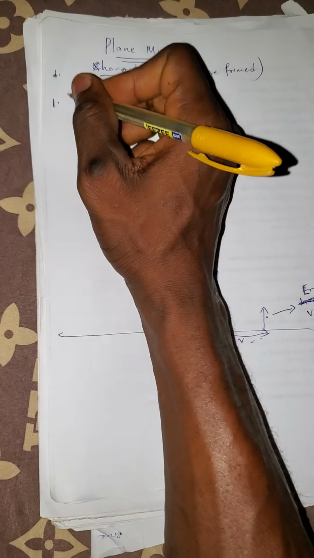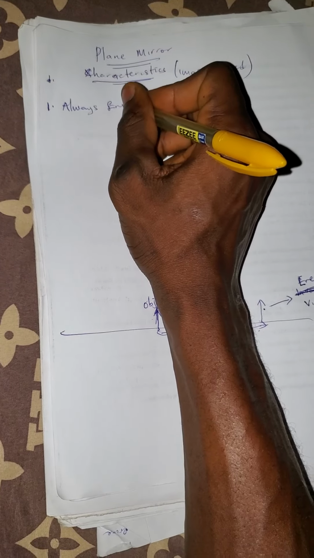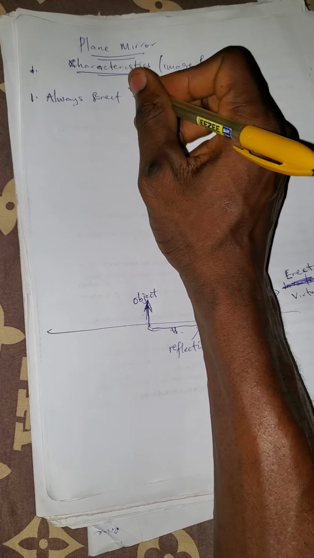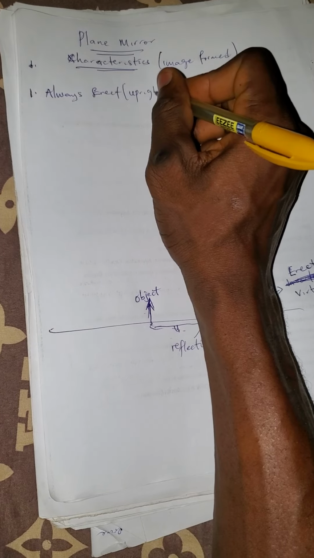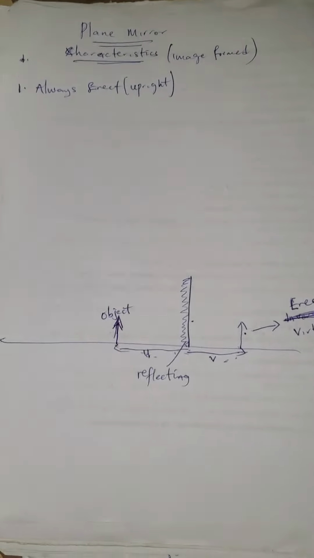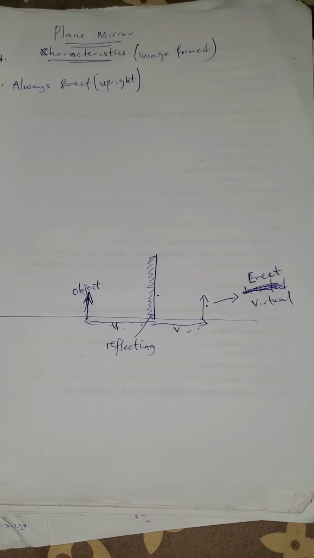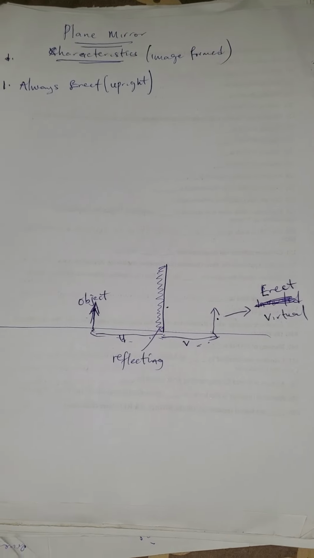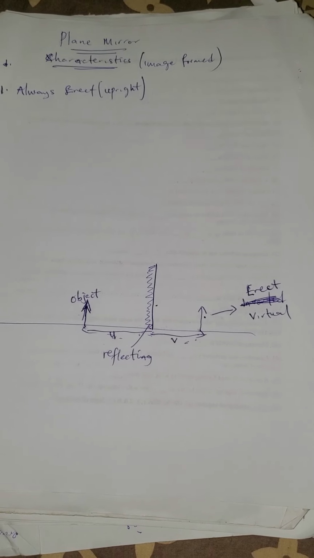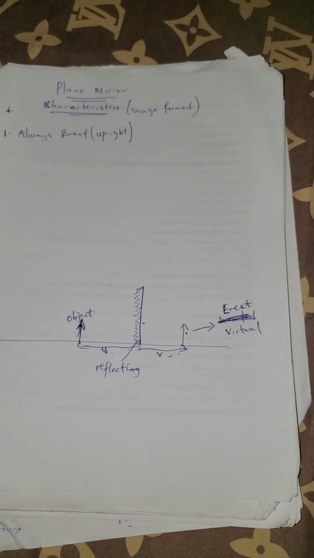The first one is that the image produced is always erect. I told you that erect means upright. The same way, when you place yourself in front of the mirror in your room, you observe that it will not be upside down. It will not give you an upside down image. It will give the exact image, the way you are standing.